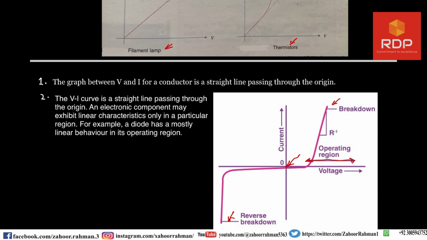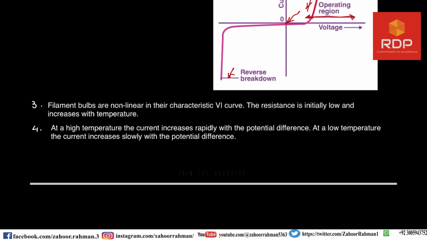The VI curve is a straight line passing through the origin. An electronic component may exhibit linear characteristics only in a particular region. For example, a diode has mostly linear behavior in its operating region, which is this one. It is a linear one. You can see that this region is linear.